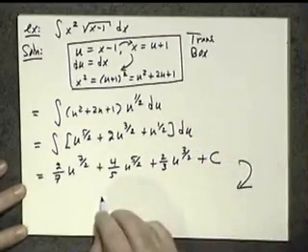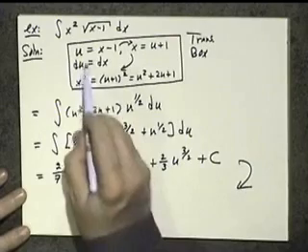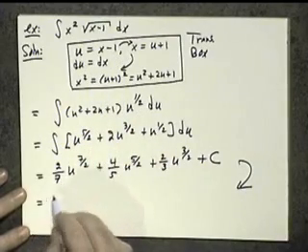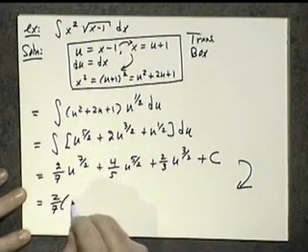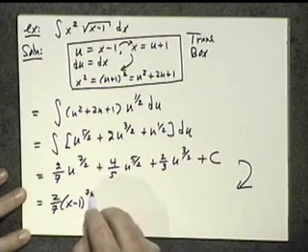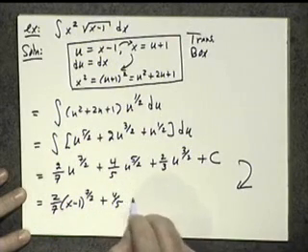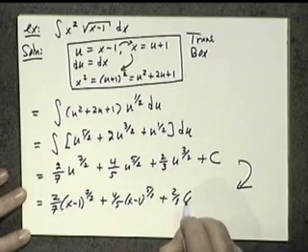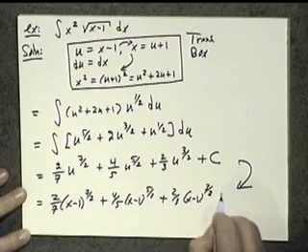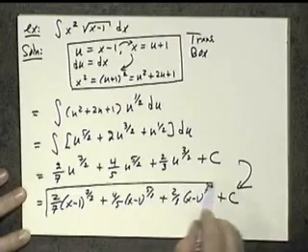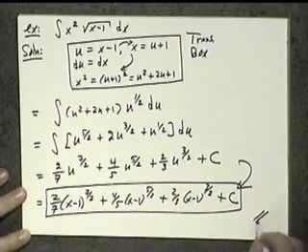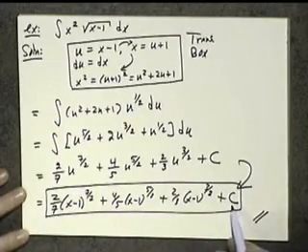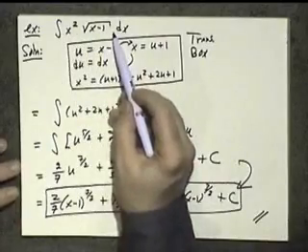Finally, again, we return to the original variable. Since u was x minus 1, we substitute, and we are done. This is 2/7 (x minus 1) to the 7/2 plus 4/5 (x minus 1) to the 5/2 plus 2/3 (x minus 1) to the 3/2 plus c. And there you go. This is the correct evaluation of this initial integral up here.